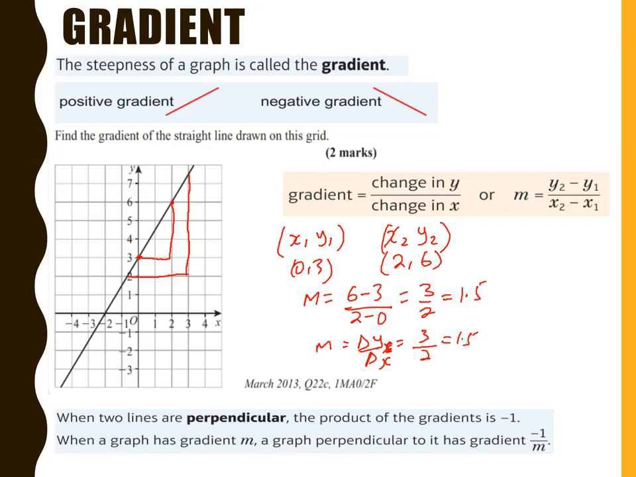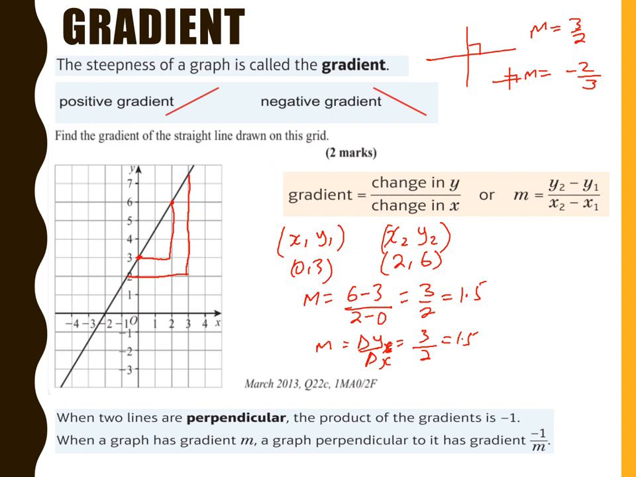When two lines are perpendicular, the product of the gradients is -1. When a graph has a gradient m, a graph perpendicular to it has a gradient -1 over m. So the two lines cross at 90 degrees. That's what we mean by perpendicular lines. What they're saying is that if this line, for instance, let's use this example, has a gradient of 3 over 2, the gradient of the perpendicular line will be -2 over 3.